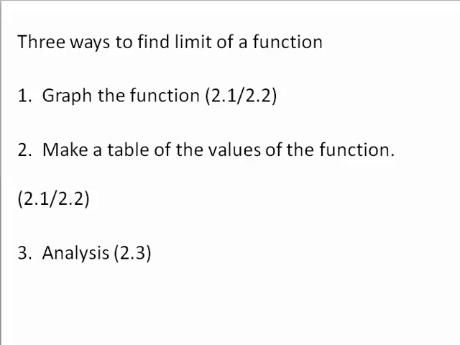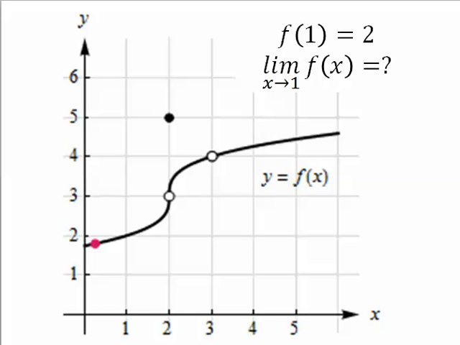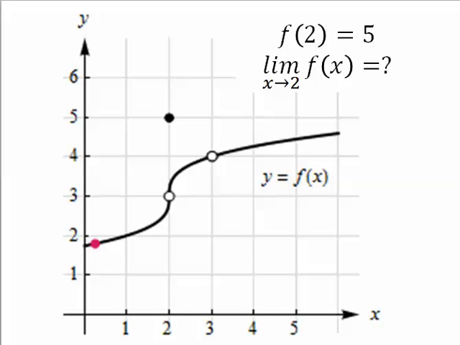There are three ways to find a limit. You can graph your function, you can make a table, or you can use analysis. For example, look, f of 1 is equal to 1. What is the behavior of the function as x gets closer and closer to 1? The function is getting closer and closer to 2. What is f of 2? Well, at 2, the function has a value of 5.